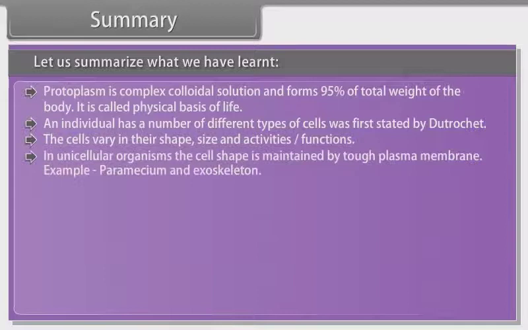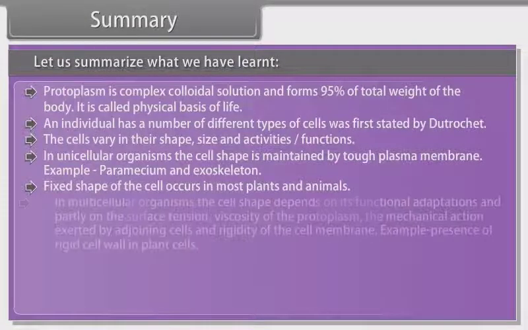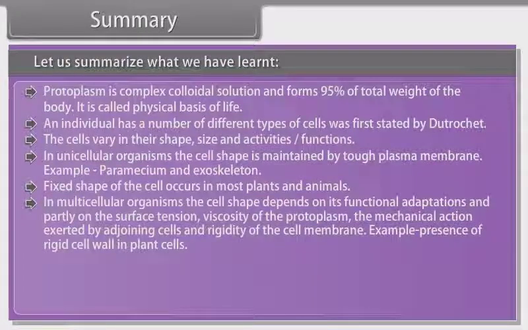In unicellular organisms, the cell shape is maintained by a tough plasma membrane, for example Paramecium, and by exoskeleton. Fixed shape of the cell occurs in most plants and animals. In multicellular organisms, the cell shape depends on its functional adaptations and partly on the surface tension, viscosity of the protoplasm, the mechanical action exerted by adjoining cells, and rigidity of the cell membrane. Example, presence of a rigid cell wall in plant cells.